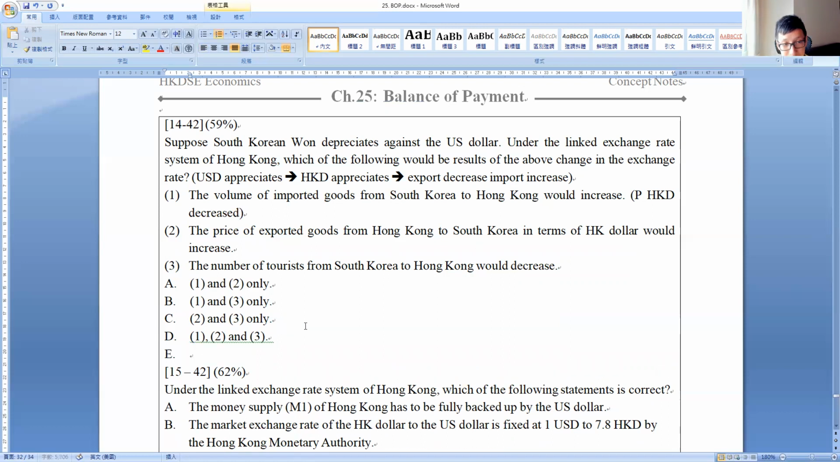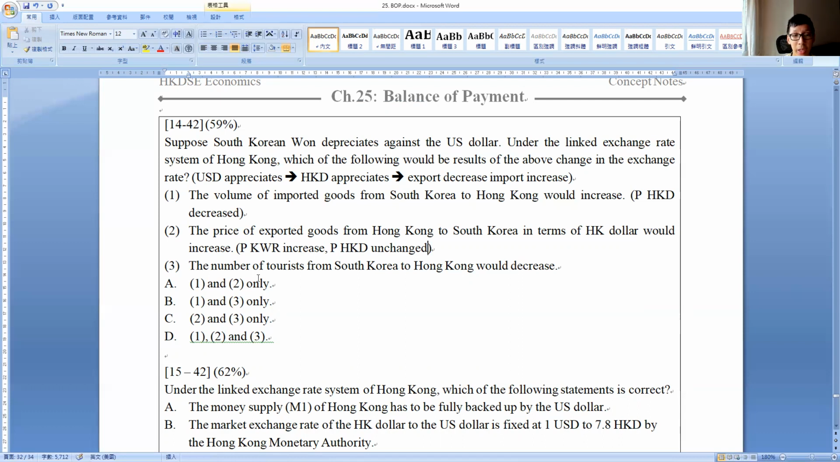Now number two 睇住咯喎。The price of exported goods from Hong Kong to South Korea, 我哋係香港嘅貨 in terms of Hong Kong dollar would have increased. Actually, only the price in terms of Korean won would increase. But the price in terms of Hong Kong dollar, 香港嘅漢堡包會唔會貴咗？ No, it will be unchanged. Okay, so unchanged. Number two, not correct. Answer would be B here.